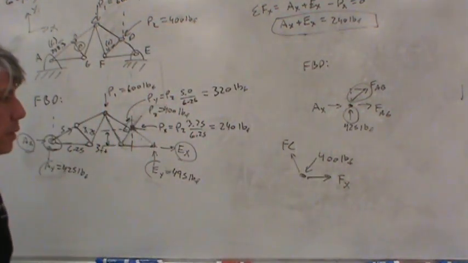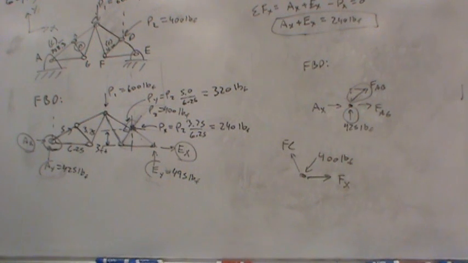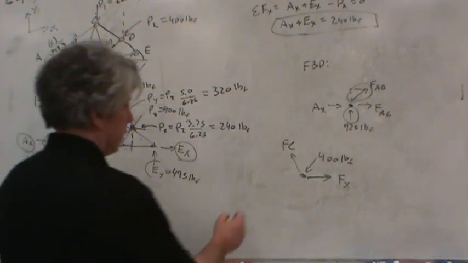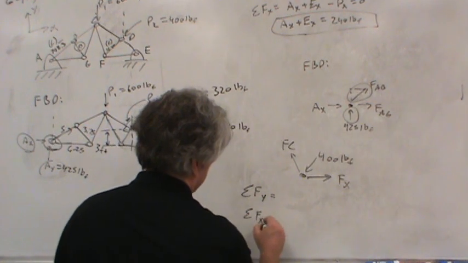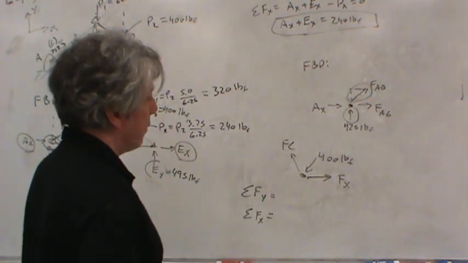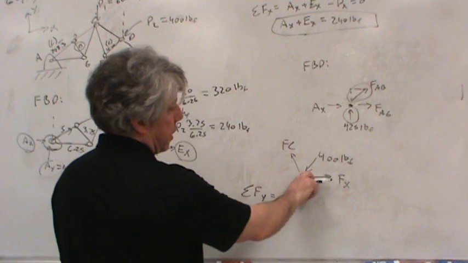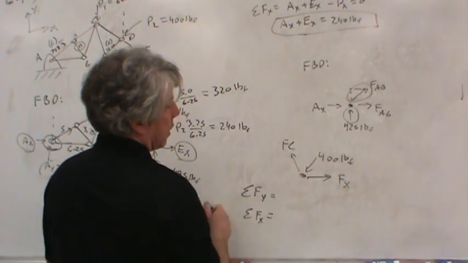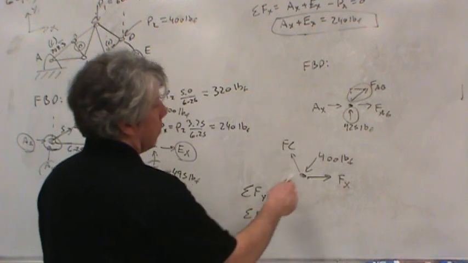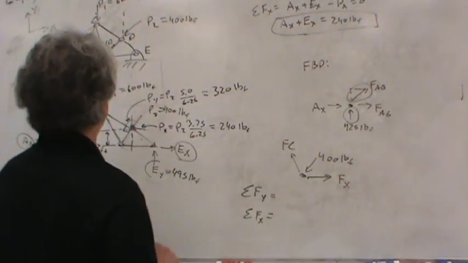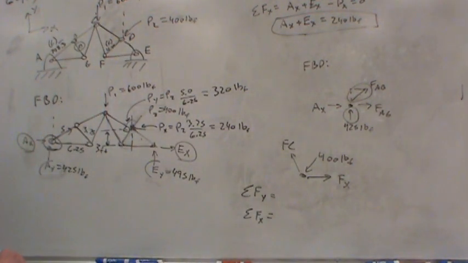Could I solve this one? Well, let's find out. Sum of forces in the y direction, sum of forces in the x direction. Well, summing forces in the horizontal direction, there's a contribution from Fx and Fc. So how about if we sum forces in the y direction to begin? Since I think this is all set up as 3, 4, 5 triangles like he said.